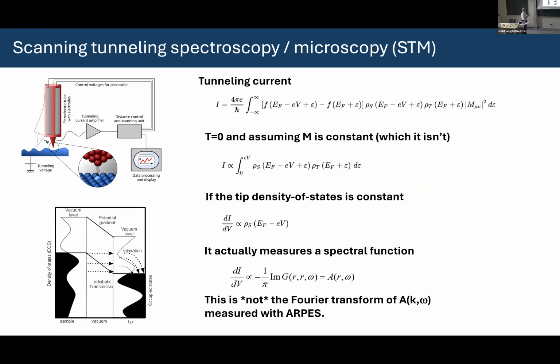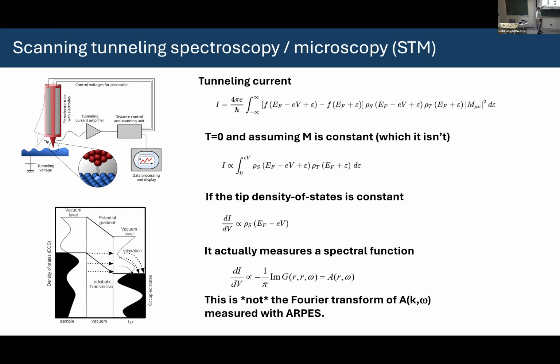But the idea here is you leave a little gap, and then the vacuum in between acts like a tunnel barrier. The electrons can tunnel across this gap. So if you calculate what the tunneling current is, it depends on Fermi functions now, because the Fermi function of the sample and of the tip.